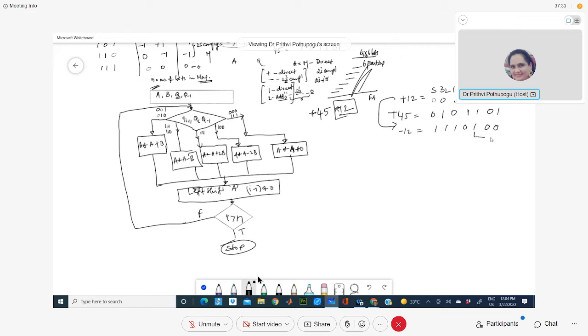What is this bit pair? 0 0 and 0 1. 0 0, that means 1 0 0. Minus 1 0. Bit pair. So what will be the bit pair in total?